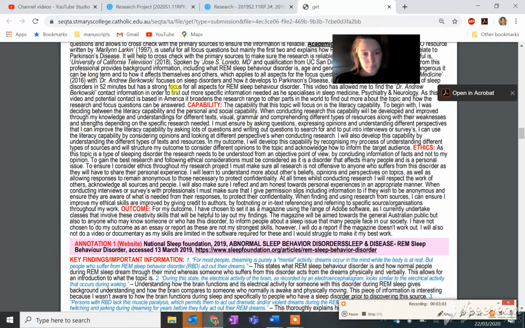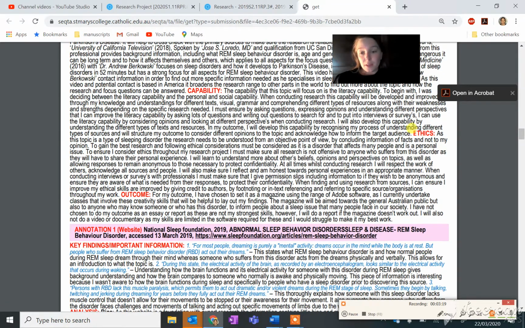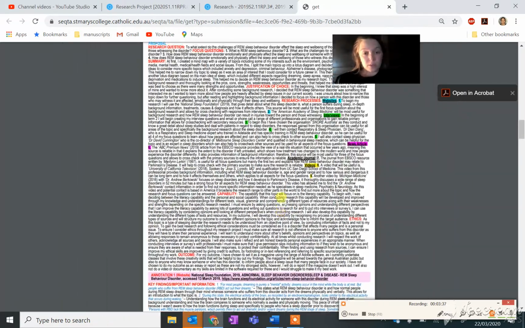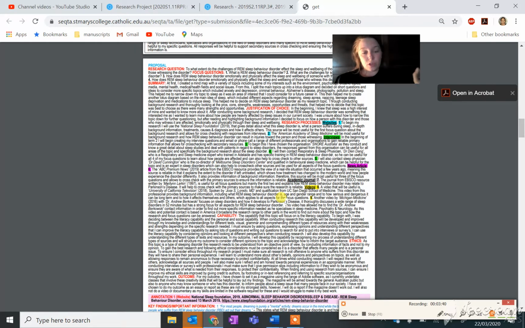Then we've got the capability, okay? This student has focused on literacy, and they also wanted to touch on personal and social. And so they talk about what's going to be developed and improved and how they're going to do it. Same with the ethics, what they're working through, what sorts of skills they're working through, and why they're going to do it. Then what they've chosen to do for their outcome is a magazine. This student squeezed theirs up to be less than a page so they could fit other stuff on, which is why it looks so intense. It's not any longer or shorter than any other proposal you've seen, it's just squished.